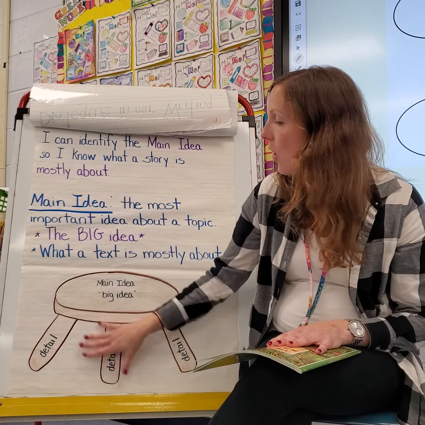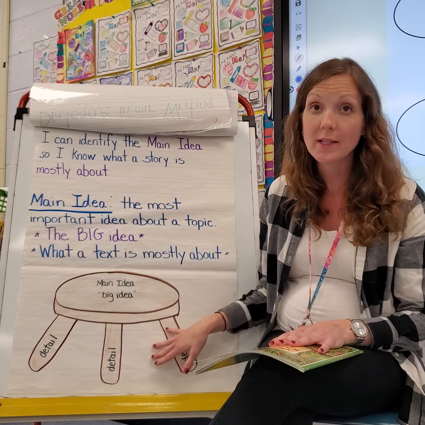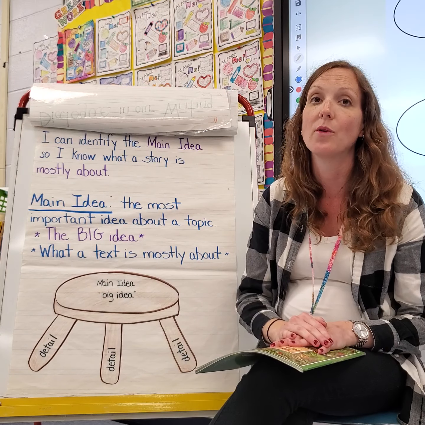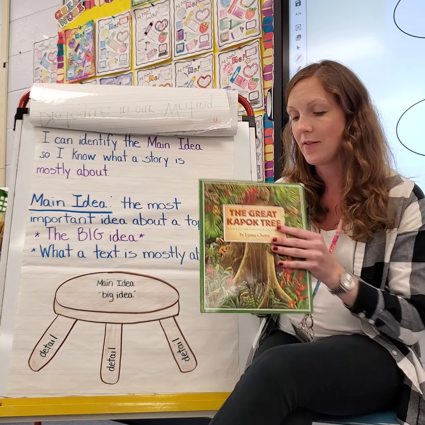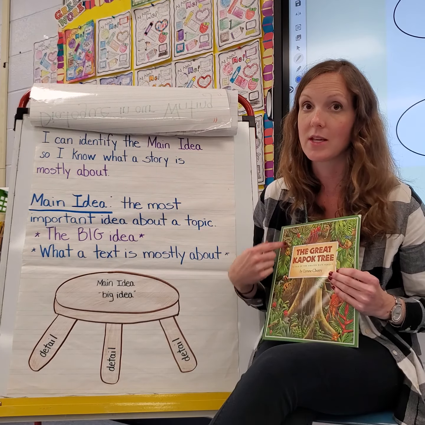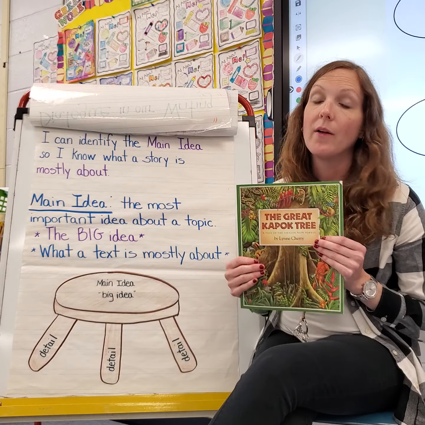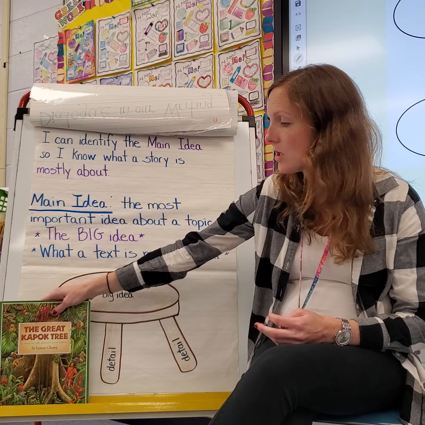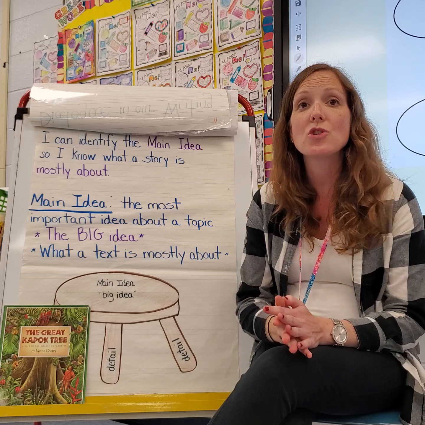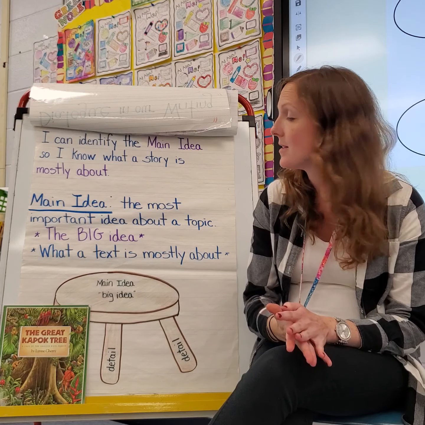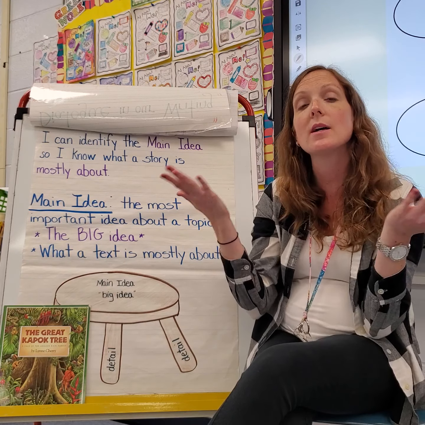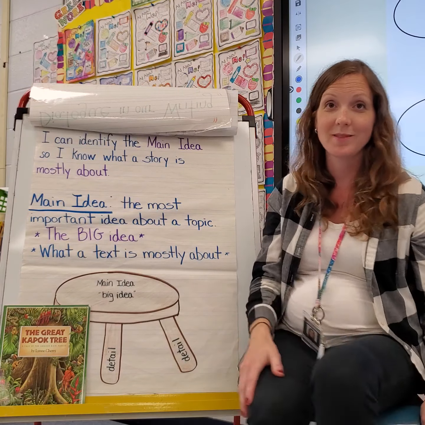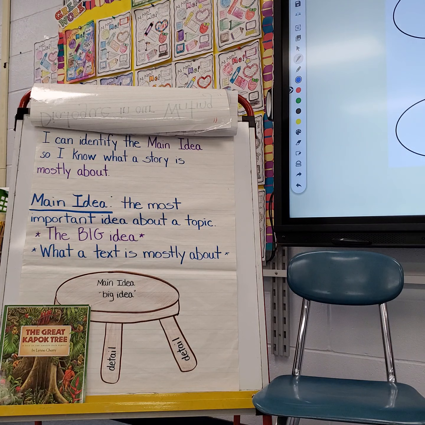So all of those are our supporting details that support the big idea that the man should not have cut down the kapok tree. And then again, we know, obviously, this whole story revolved around the Great Kapok Tree, which was the title. All right, boys and girls? So again, make sure when we focus on our main idea and details, we're thinking about that big idea and then all of the other little parts of the story that support it. Okay, have a good day.